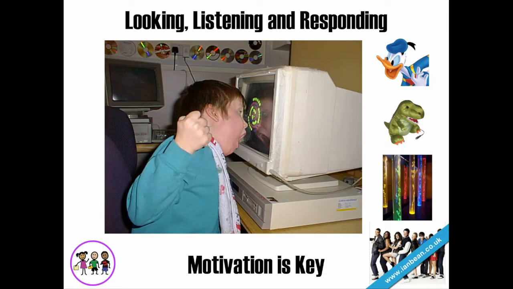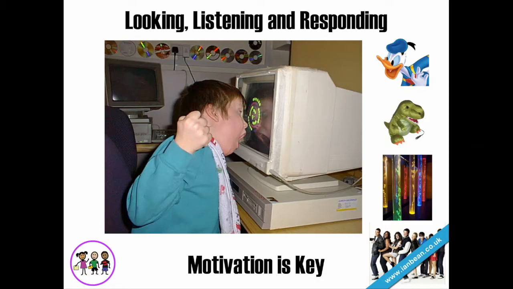Whenever I think about motivation, my mind always goes back to John. There's a picture of him on the screen. John was very difficult to engage with anything to do with technology until we found out his absolute love for spinning patterns. And you can see there, despite the fact that that photograph is now 20 odd years old, John is absolutely, utterly entranced by that activity.